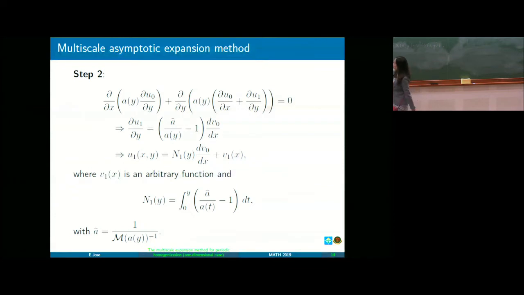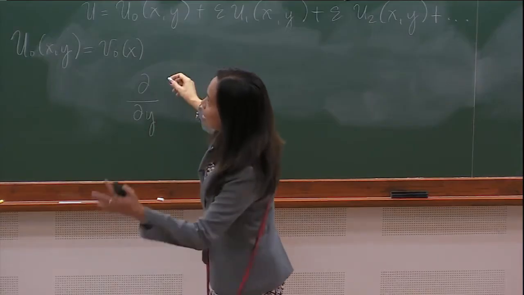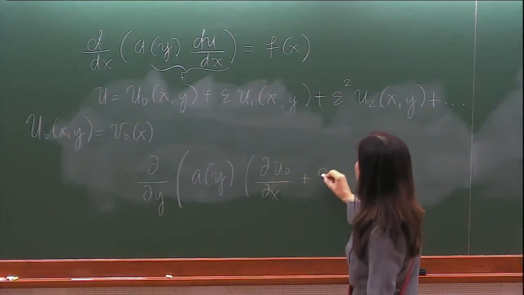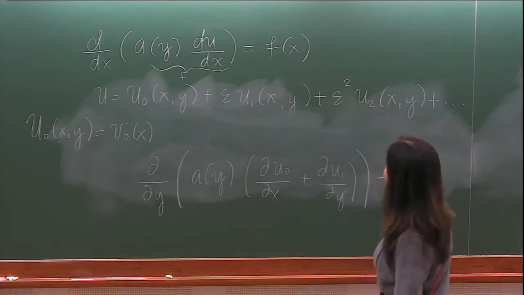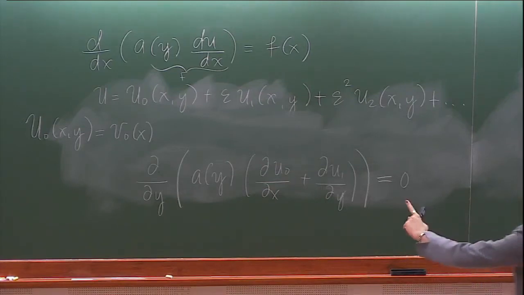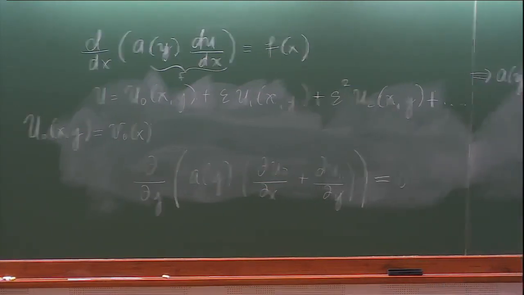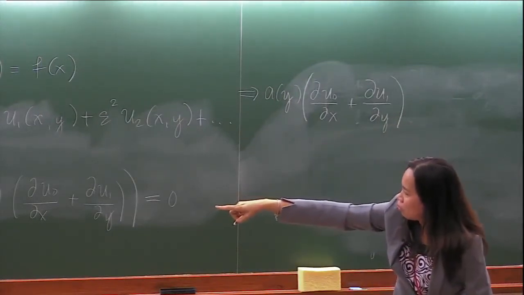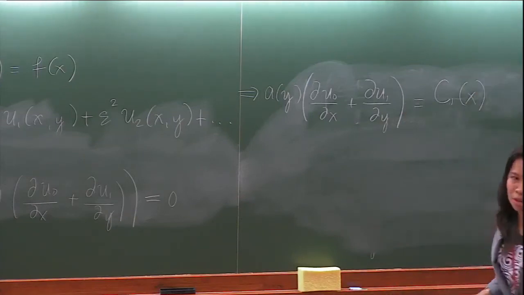So the first line will tell us what is left: A of Y, partial of U0 with respect to X, plus partial of U1 with respect to Y, is equal to zero. So what do we do here? We just do what we did earlier. We have this A of Y, partial of U0 with respect to X plus partial of U1 with respect to Y. The partial with respect to Y is zero, so it is just a function of X, say C1.